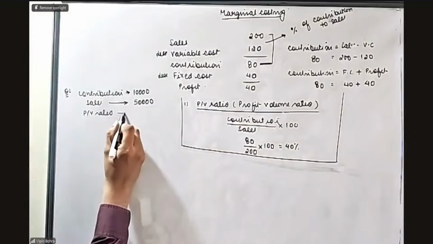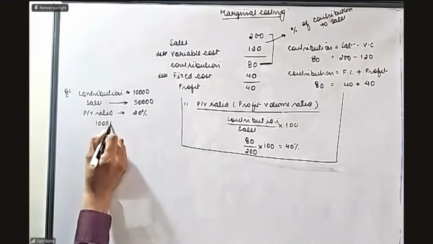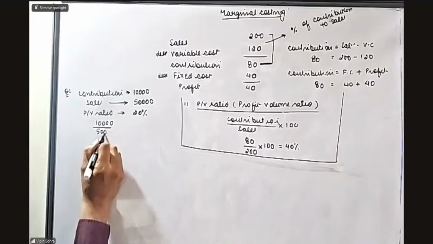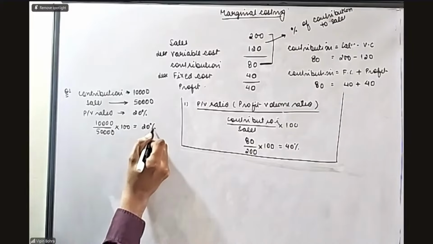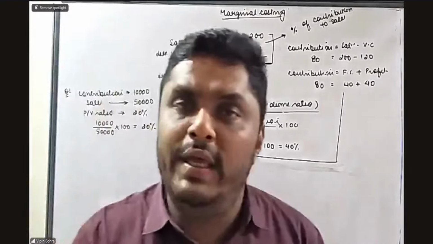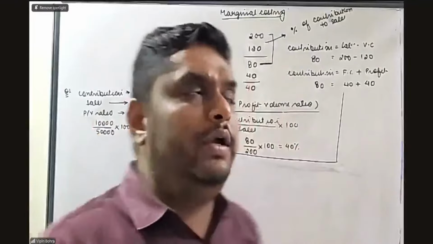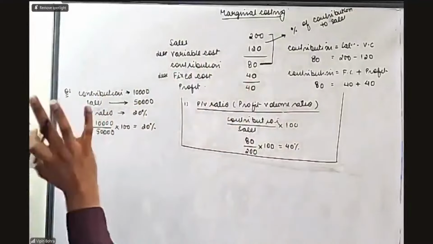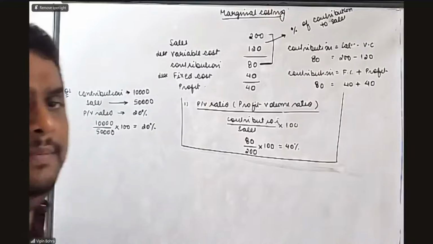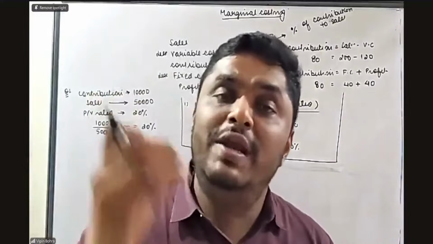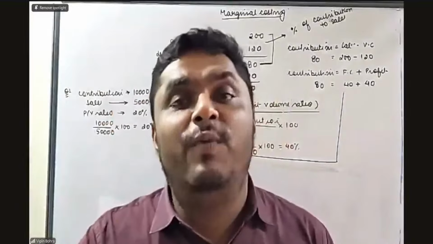So very simple, the PV ratio is 20%. That is my contribution 10,000 divided by my sales 50,000 into 100. So this is 20%. It means जो भी मेरी sales होगी, 20% will be my contribution. If my sales is 50,000, the contribution will be 20%, that is 10,000.